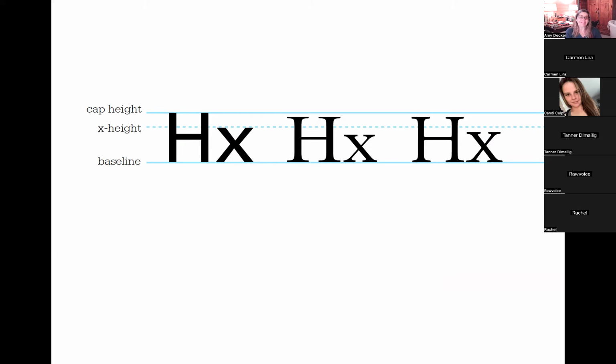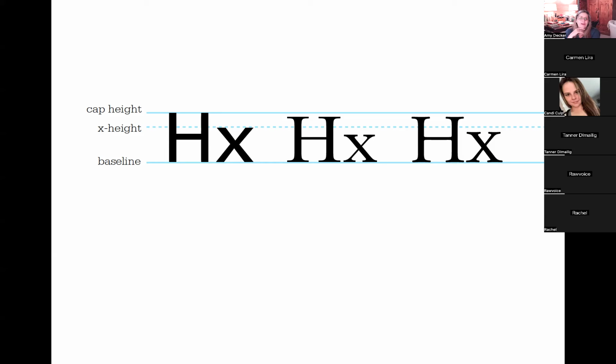Okay, and then we have cap height. There's a cap height line. Now you might be noticing how all of the cap heights and the X height are different. Well, that's because every typeface is not a standard height from the baseline to the cap height or to the X height. That's not how type is measured. It's not measured vertically. It's measured in M's, and we're going to get into that in a little bit.